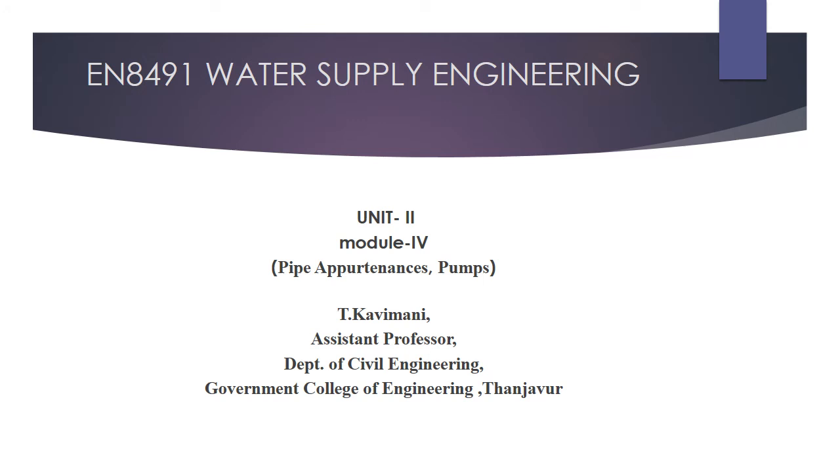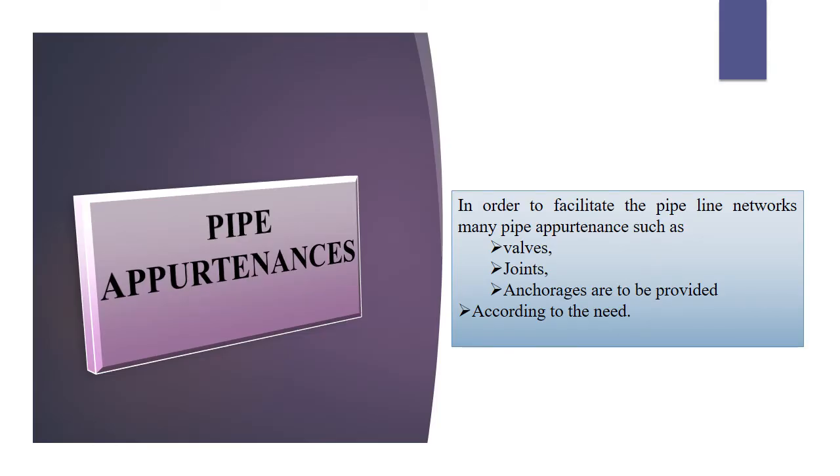Welcome back. Now, finally, we move on to the Unit 2 final module in water supply engineering. And now we are going to discuss the topic of pipe appurtenances and pumps. Pipe appurtenances: in order to facilitate pipeline networks, many appurtenances will be required. They may be valves, joints, and anchors, to be provided according to the need.